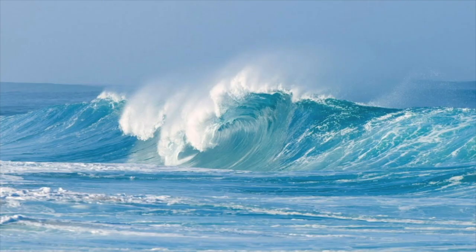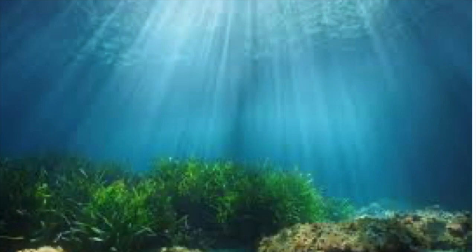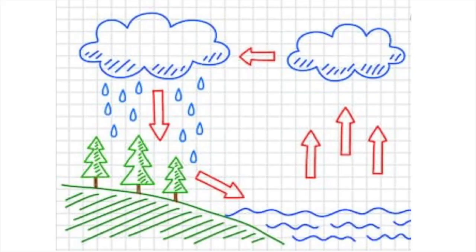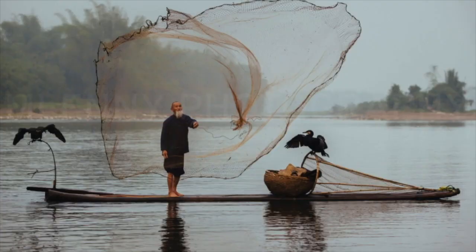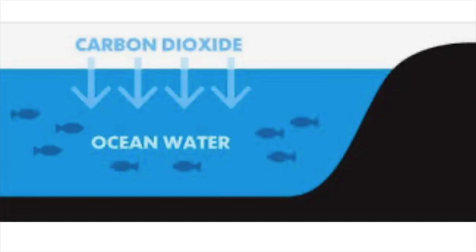Why are the oceans important to us? Because more than half the oxygen we breathe comes from marine plants in the ocean. The ocean plays a big part in the water cycle, and we need water for life, right? And the ocean is a big and important job source all around the world. The oceans help fight climate change by absorbing CO2, a greenhouse gas.